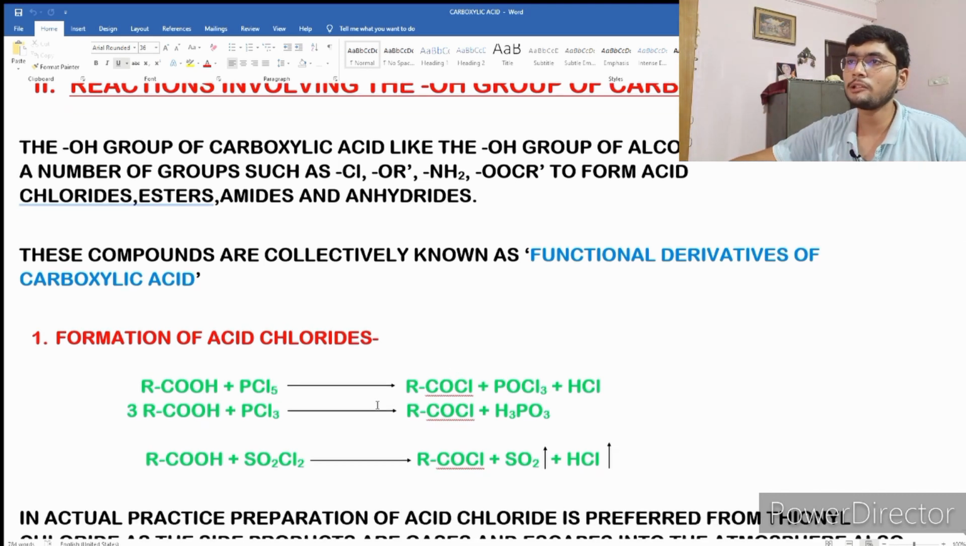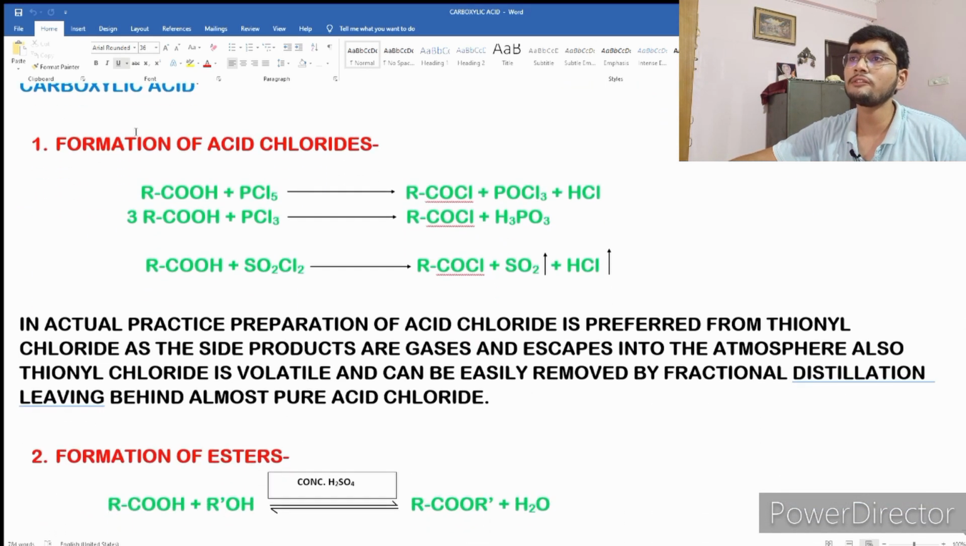Coming to the first functional derivative, that is formation of acid chlorides. Now acid chlorides can be formed simply when we treat the carboxylic acid with either PCl3 or PCl5 or thionyl chloride. By these three methods we can prepare acid chlorides, but the thionyl chloride method is preferred over the rest of the two methods, that is with PCl3 or PCl5.